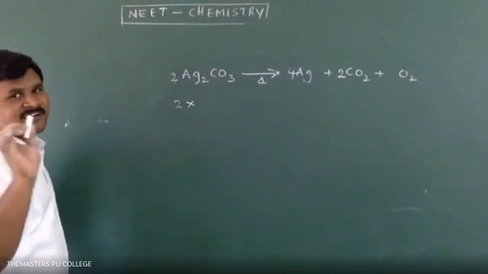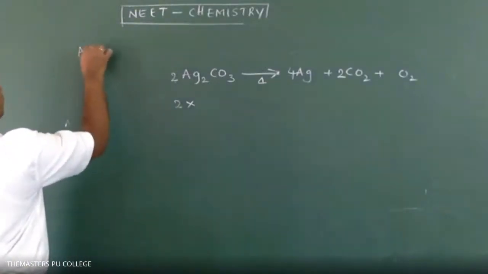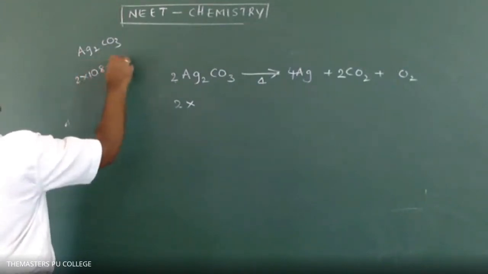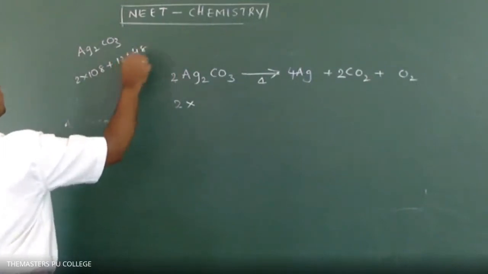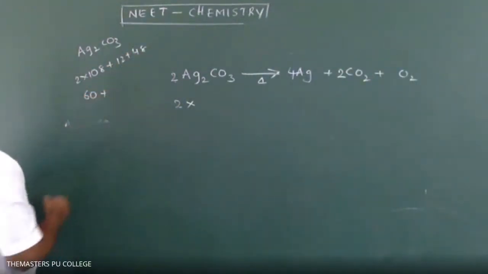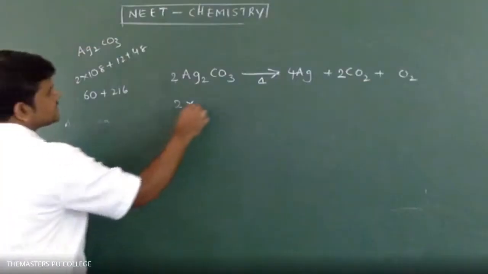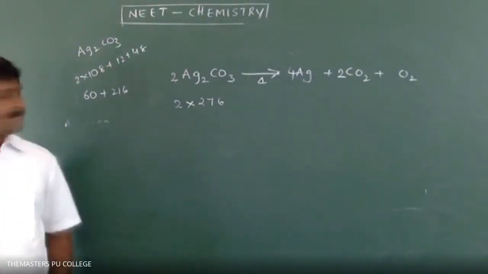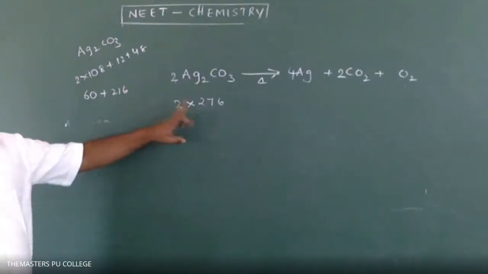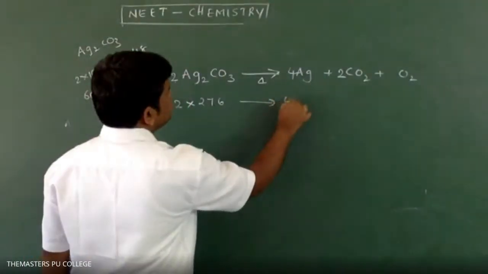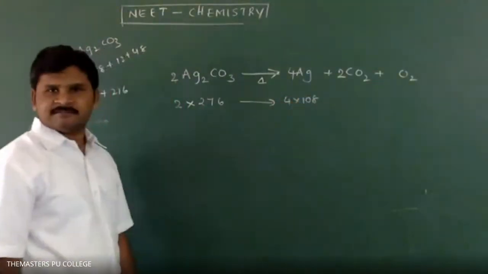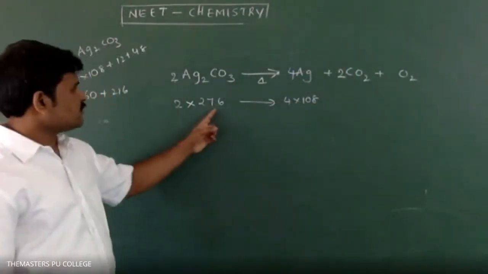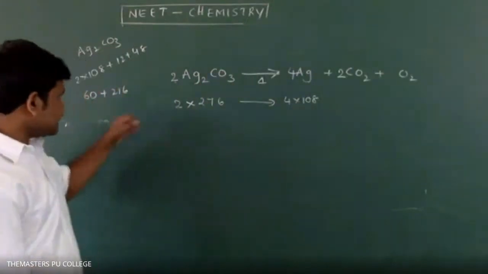Calculate the molecular weight of Ag2CO3. Ag atomic weight 108. So 2 into 108 plus 12 plus 48: 60 plus 216 is 276. So 2 into 276 gives 4 into 108. This is the residue, and these two are gases, don't consider them. According to the equation, 2 into 276 gives 4 into 108.